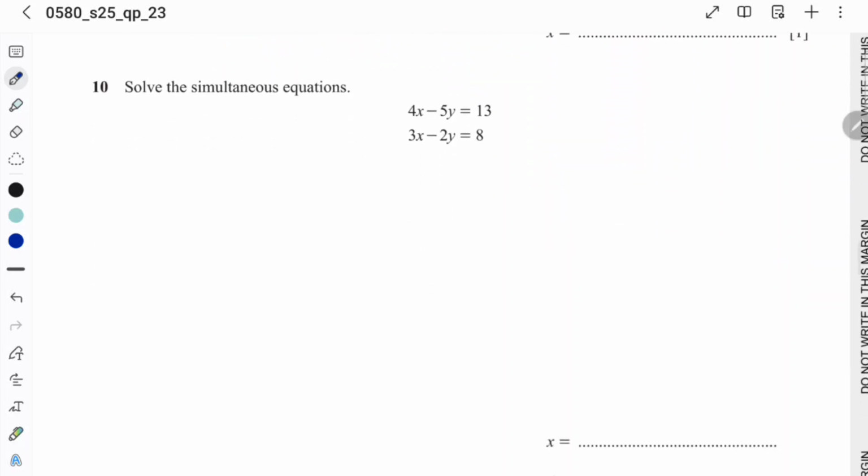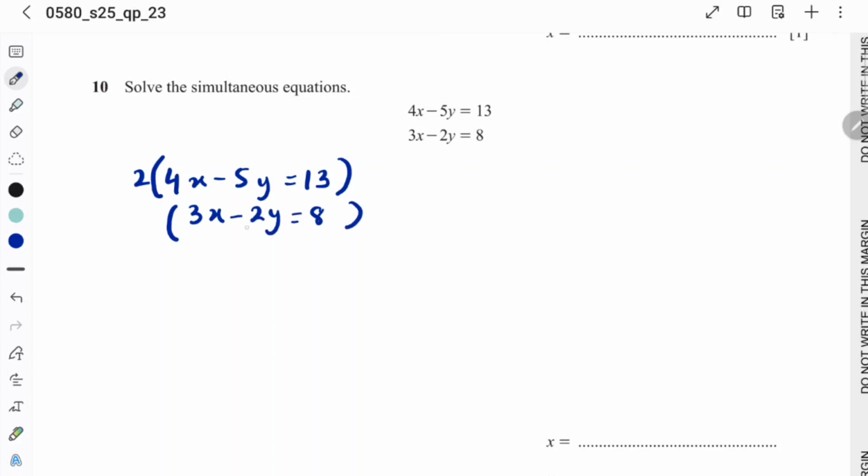Question number 10, it's a simultaneous equation. 4x minus 5y equals 13 and 3x minus 2y equals 8. I'm doing it with the elimination method. 4x minus 5y equals 13, and multiply this by 2 to eliminate y, and I'll multiply 3x minus 2y equals 8 by 5. So that is becoming 2 times 4.